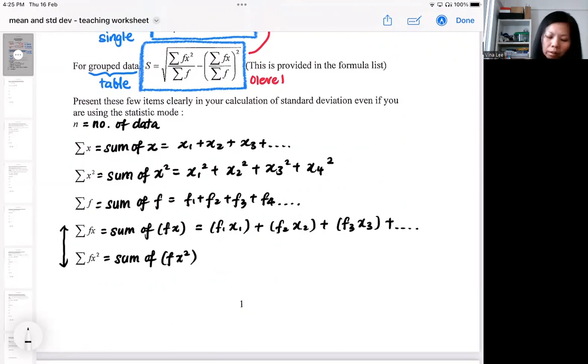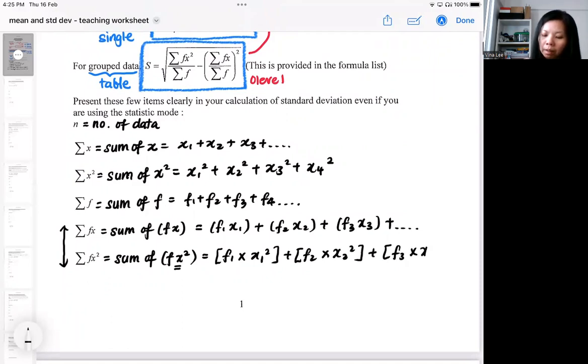The square is on the x. So it's something like f1 times x1 squared. You square the x, you don't square the f. f2 times x2 squared. Okay, f3 times x3 squared. And then you keep adding up. So anyway, this one, you just understand that you are summing up something.